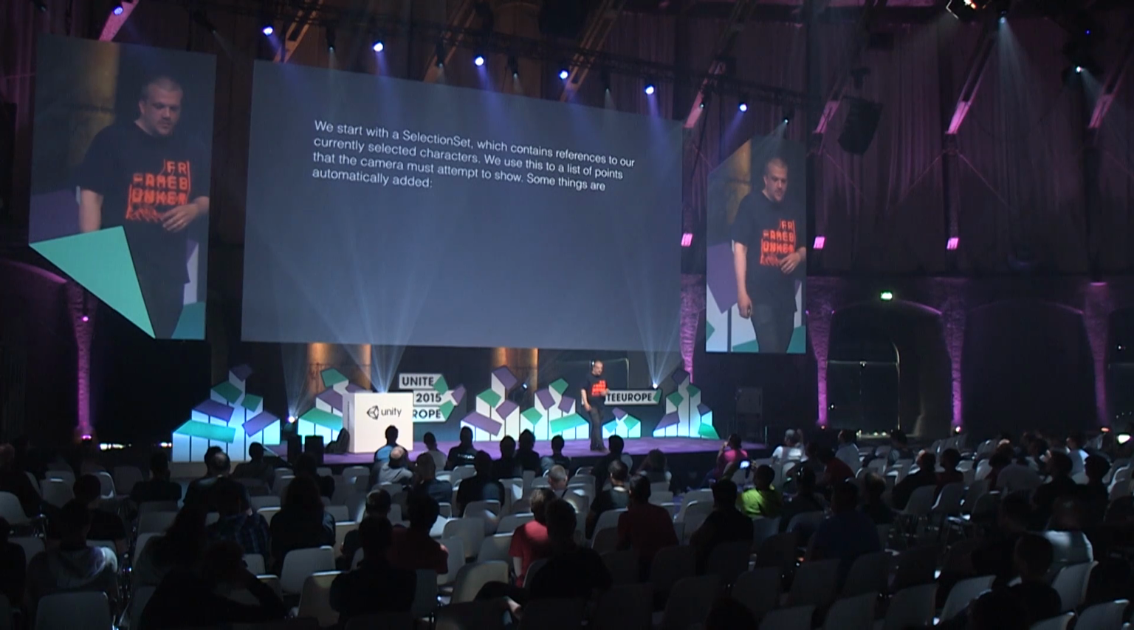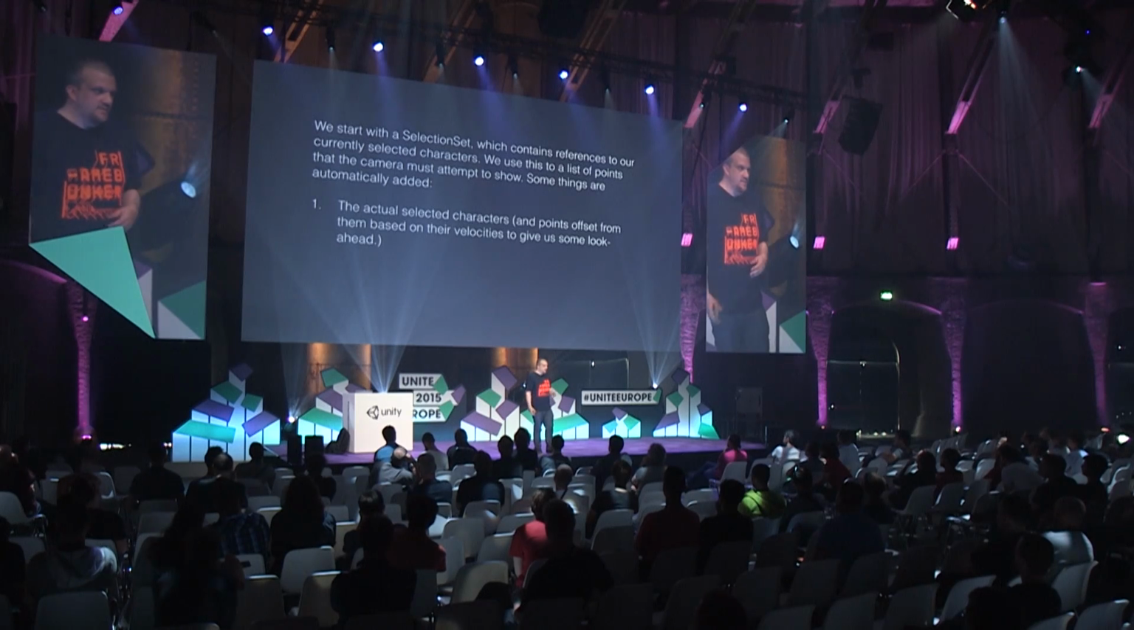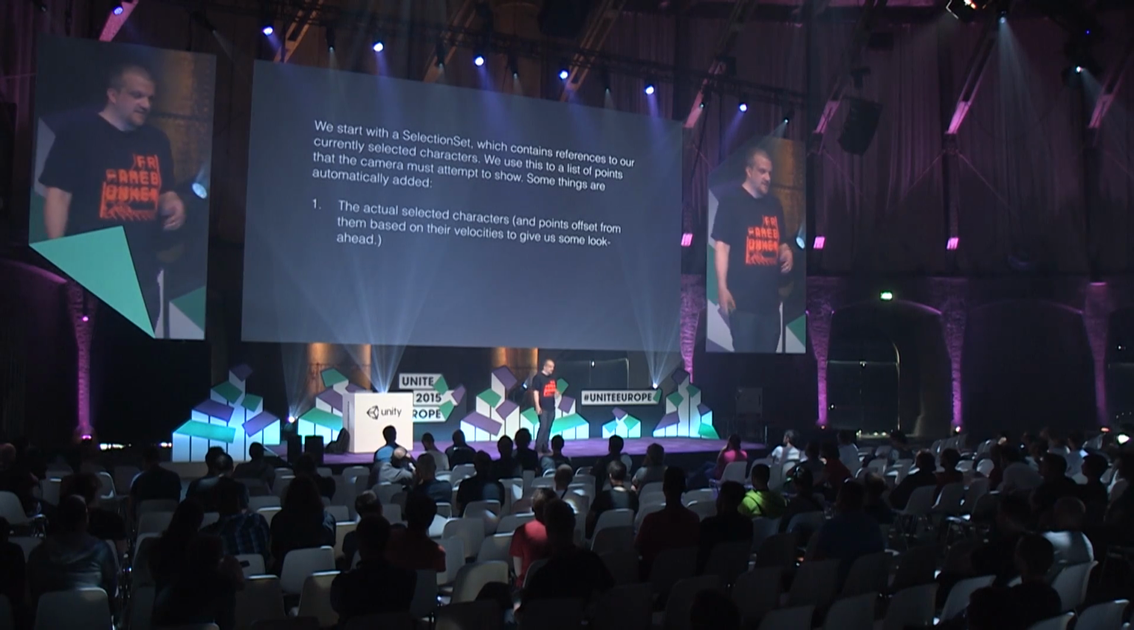So we start with the idea of a selection set. These are the various combinations of characters we could have selected, and we just determine which set. If you've got two characters, it's the combined set and then an individual set for each. It's more of an optimization thing than anything else, because it means we can be testing and caching some of this stuff and not doing it every frame. The actual selected characters are automatically included in what's relevant, because you need to be able to see your own guys if they're selected.